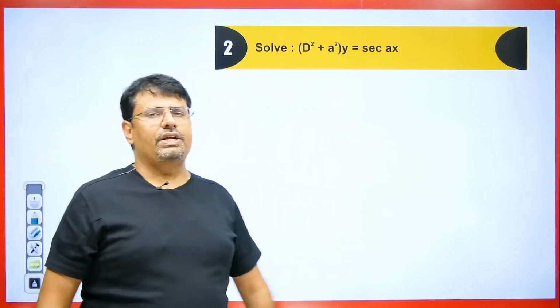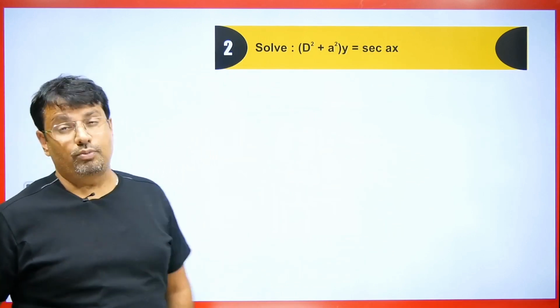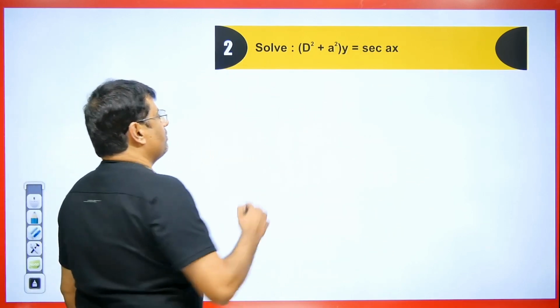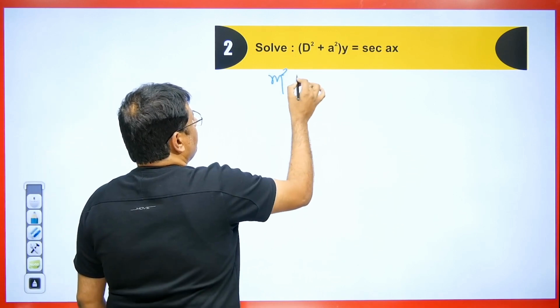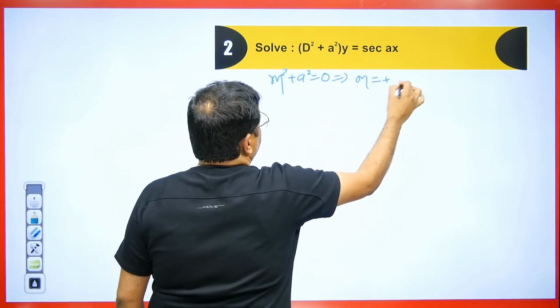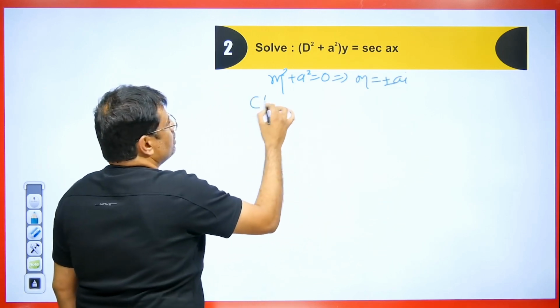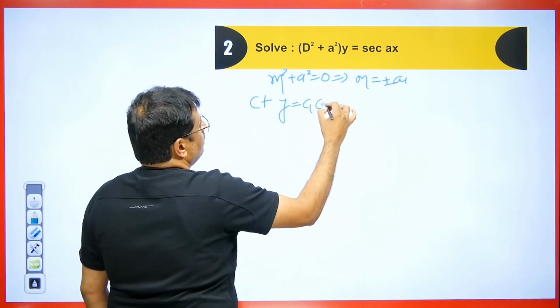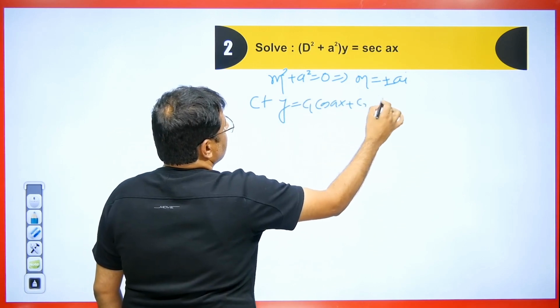If we discuss it, then d square plus a square y is equal to sec ax. And this is frequently asked in exams. We are given m square plus a square is equal to 0. First, we will find its CF. It is plus minus a iota. Therefore, the complementary function will be y equals c1 cos ax plus c2 sin ax.